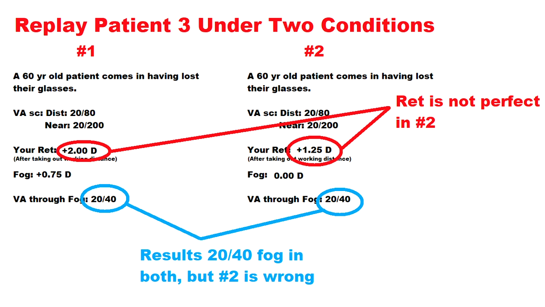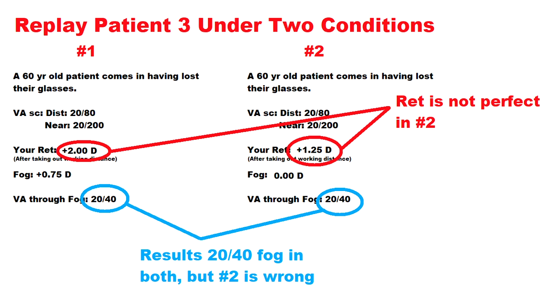Let's look at that presbyopic hyperope one more time in 2 conditions. What happens if you miss your ret on a presbyope and you underplus them? In this case, they're all identical up to the point of your objective lens or your retinoscopy lens. In one situation, your retinoscopy is +2, in the other it's +1.25. Now, if you add +0.75 to the +2, you'll have a proper fog. When you come out of retinoscopy at +1.25, though, the patient's already blurred to 20/40 without adding anything at all.